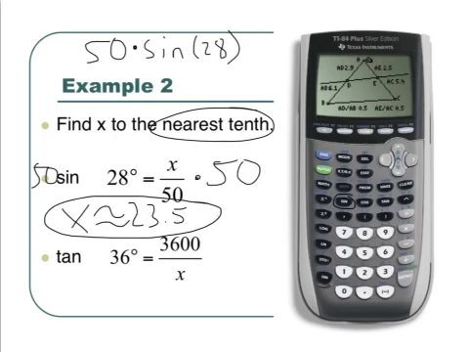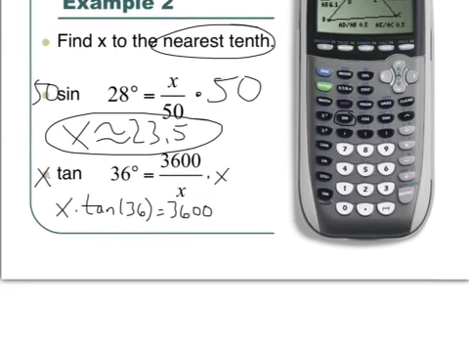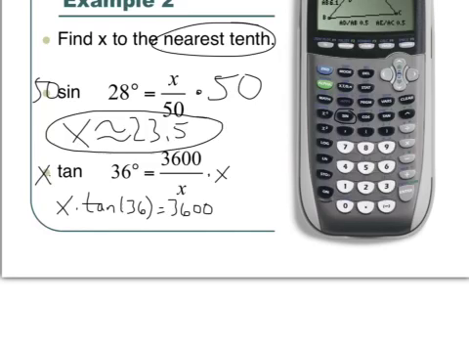Alright, let's try this next one here. It's a little bit more difficult this time. What I do is I multiply first by x. So I have x times the tangent of 36 degrees equals 3,600. And then I'm going to divide by the tangent of 36 degrees.